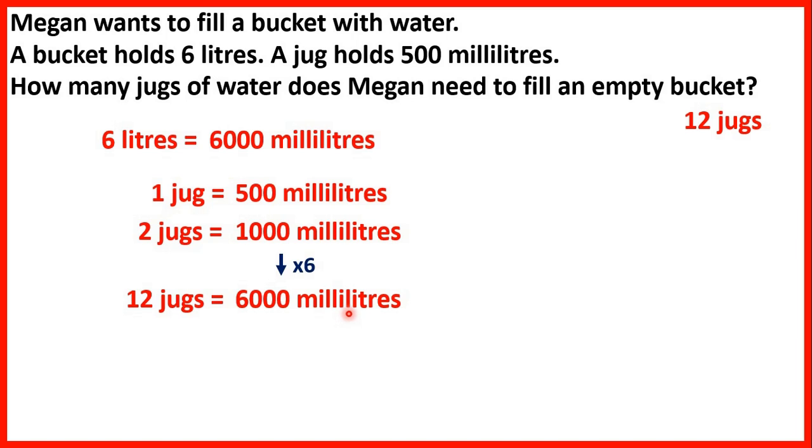so to fill 6,000 millilitres. Now we might have got our answer more quickly by dividing 6,000 by 500, and really that's what we've done here. We've just used a different method of division. But remember, when we're dividing, what we can do is cancel our end zeros, and then we have 60 divided by 5, which is 12. So that's our answer.